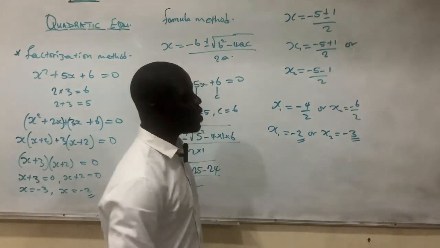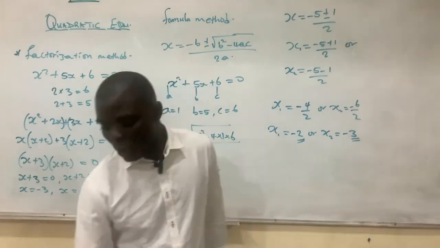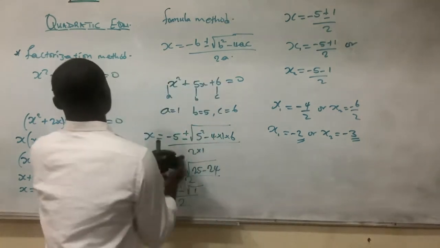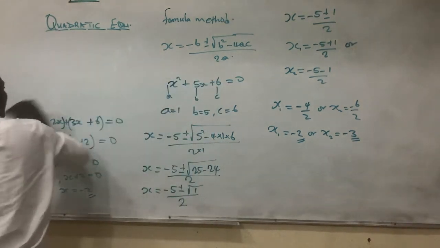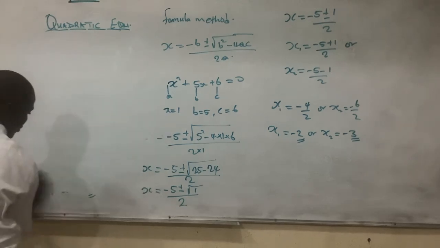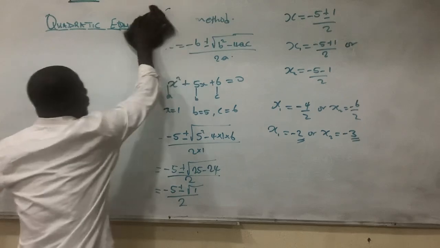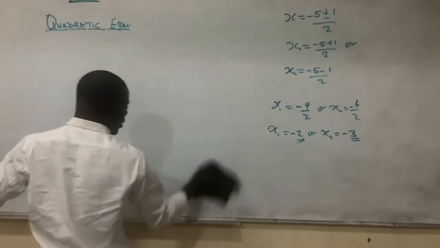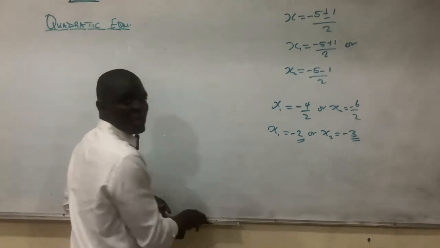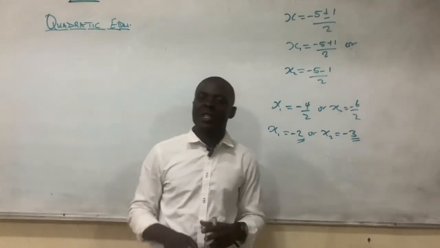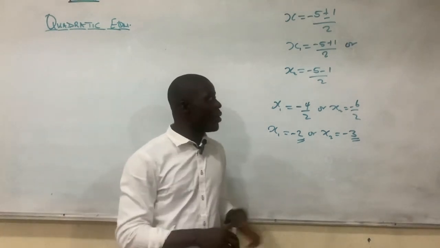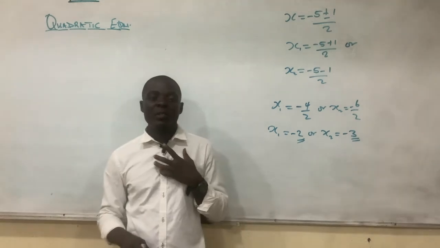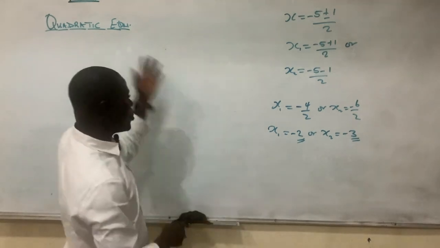And then the next thing we want to do now is the completing the square method. I will clean the board now. The completing the square method is the nicest method we use in deriving our quadratic formula. So I'll come back to this side.